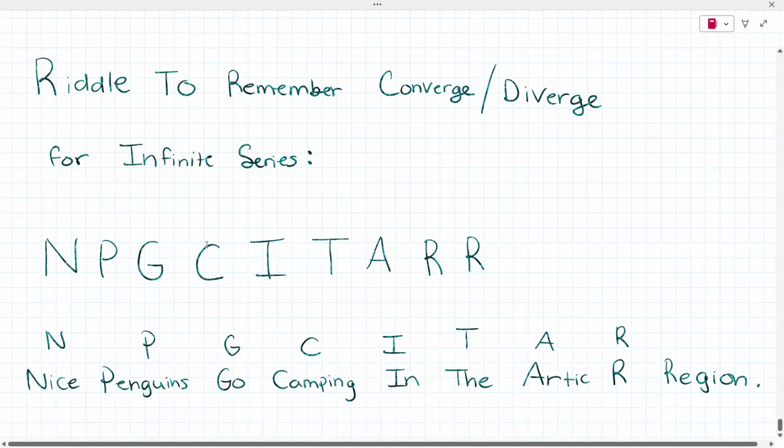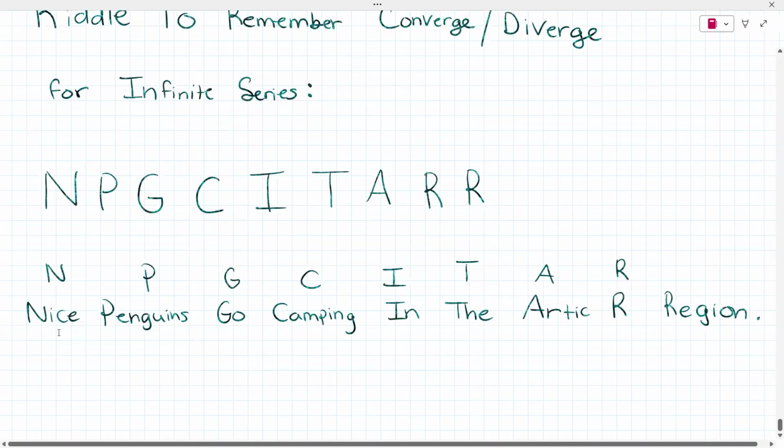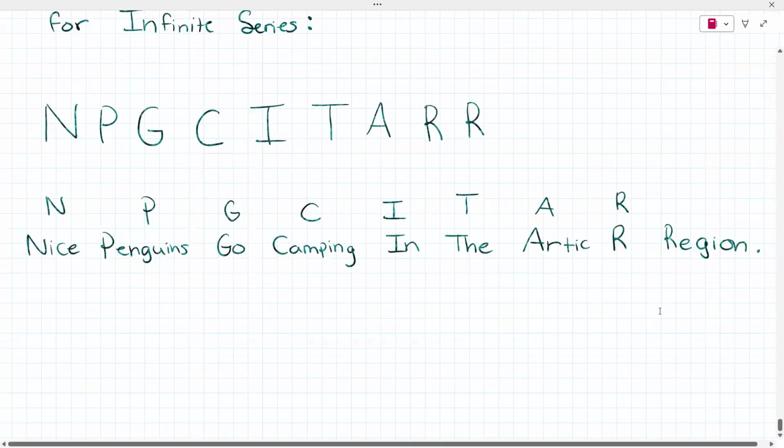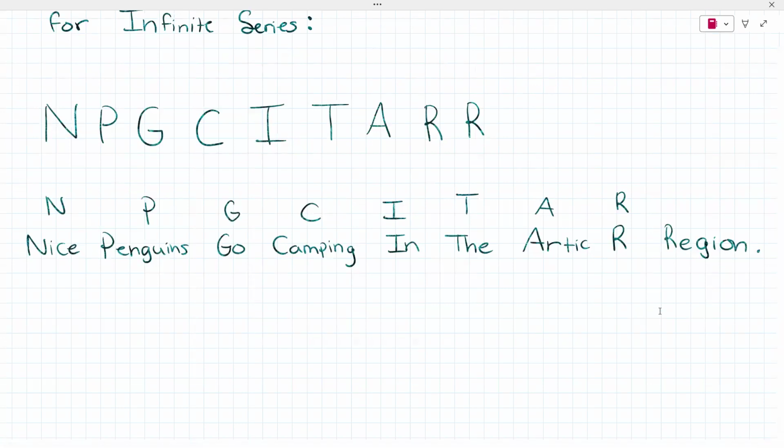So it is NPGCITARR, or you can think of it as, remember the King Henry drink chocolate milk? It's very similar to this, but it's going to be Nice Penguins Go Camping In The Arctic Region. Okay, and we will continue on converge diverge tests. The next test we will go over is the nth term test.